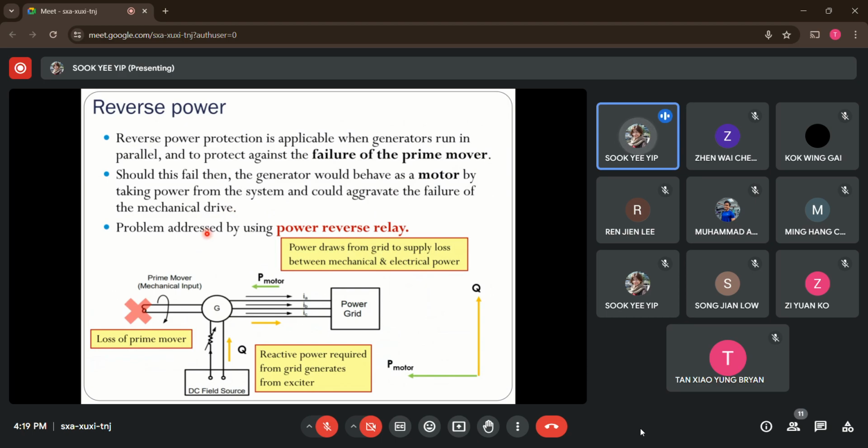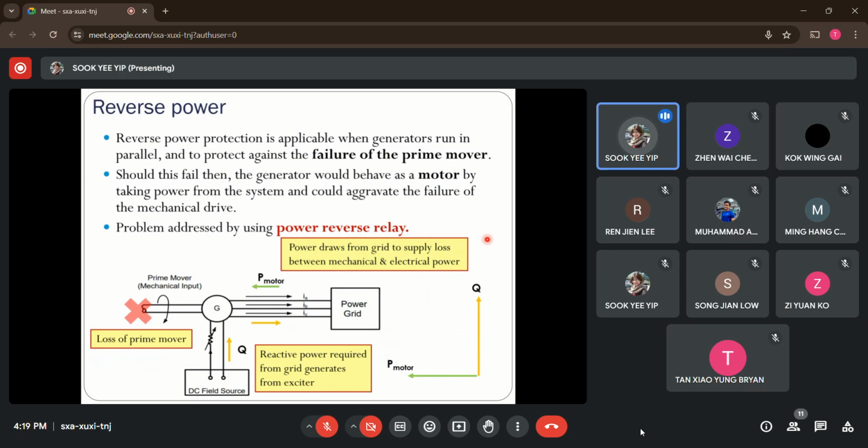So how can we actually detect these situations? That is by using the power reverse relay. So in the event the power direction swaps, we can directly know that this is no longer good for the generator. We might have problems from the prime mover. Okay, so that's how we deal with this.